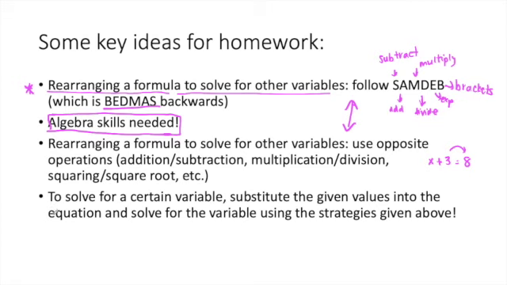Okay, so sometimes it'll give you an equation. It just says, like, if your radius is 5 and your diameter is this, what is the circumference? I mean, that's not a question, but if it says that, you're just substituting a 5 in for the r for the radius, and then you are going to solve for the variable using the strategies above. Okay, so just some key ideas there.